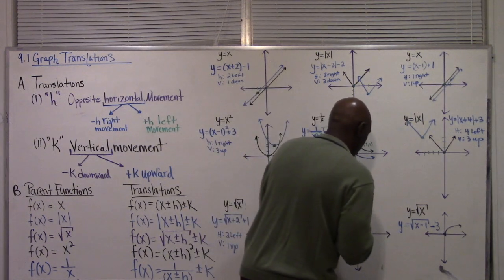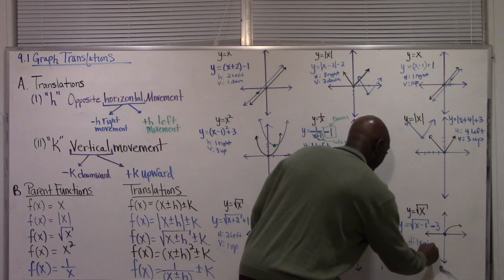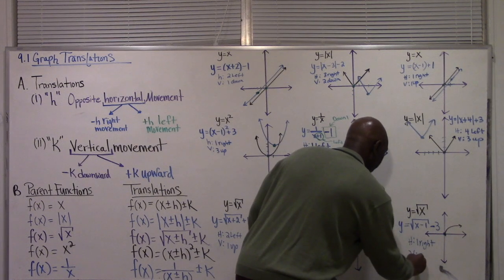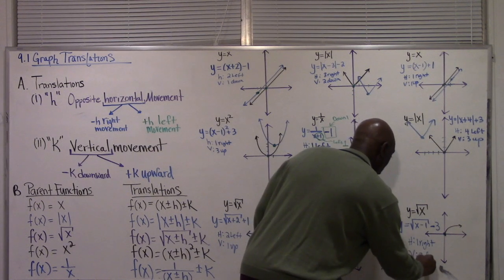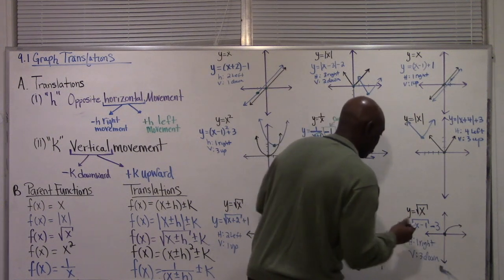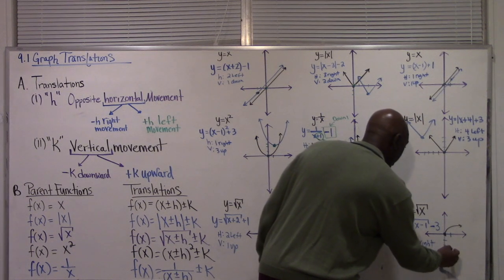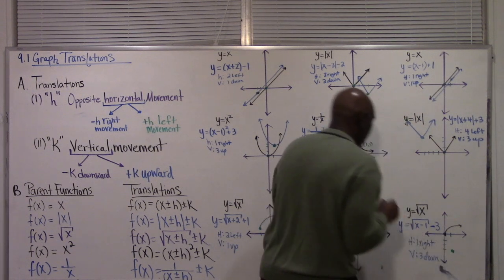Last one. What's the horizontal? Horizontal is 1 right. And what's the vertical? It's 3 down. All right, let's move the green dot. 1 to the right, 3 down, 1, 2, 3, boom. And sketch.